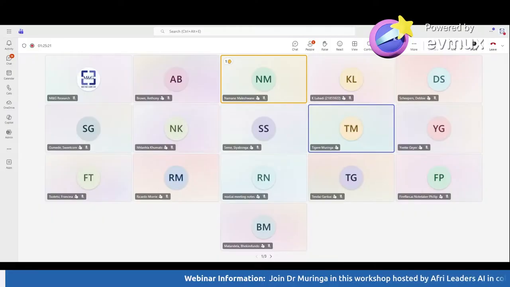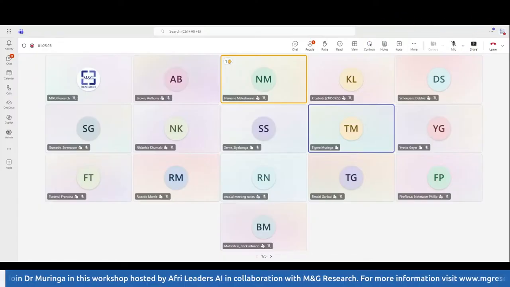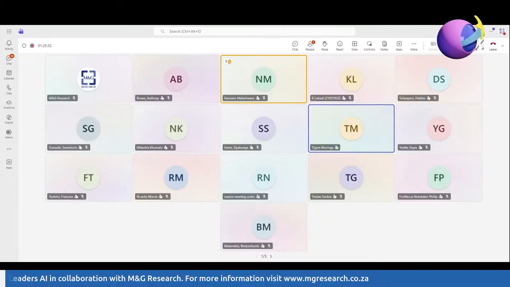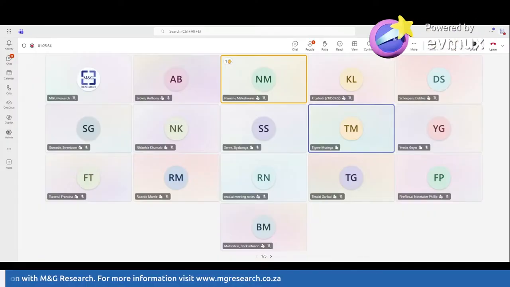So in terms of the security of your data, it's not guaranteed, I should say, if you upload your data on those platforms.